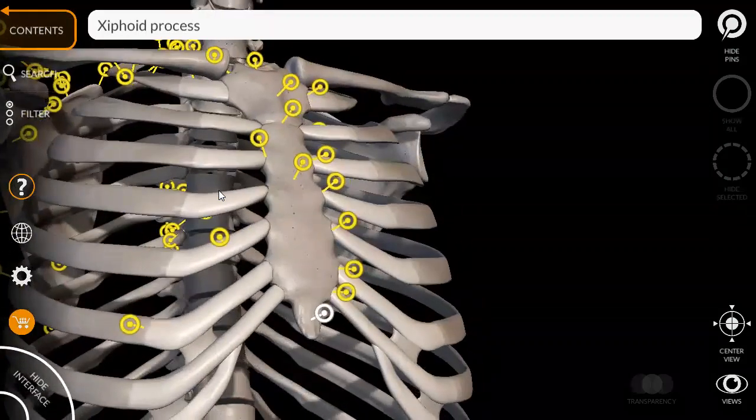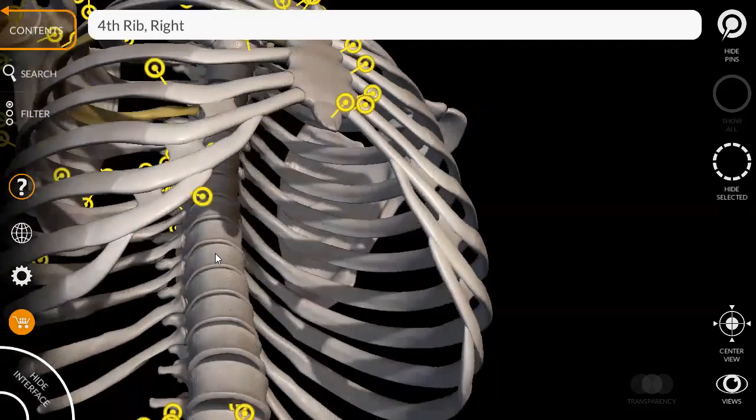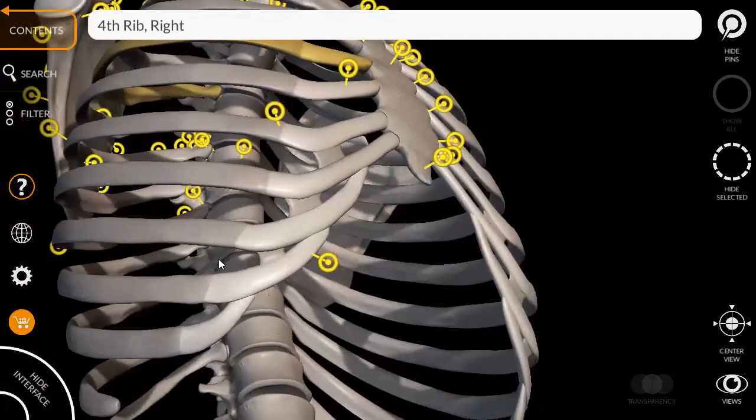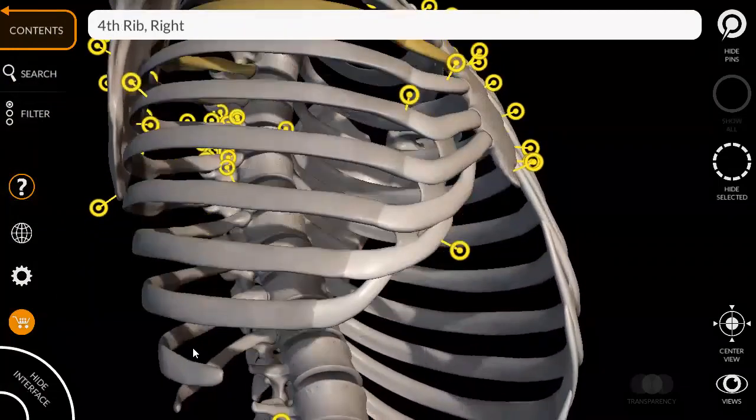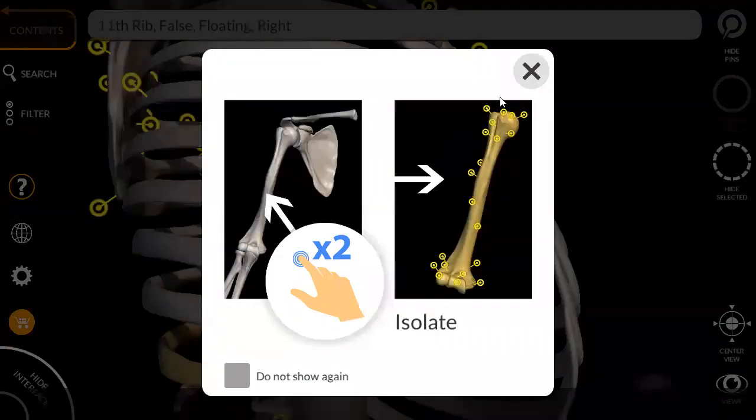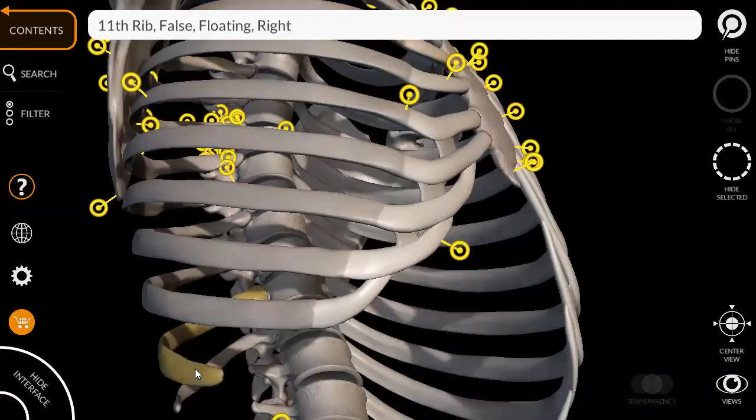Okay, and this is the sternum. And these are the ribs. There are two types of ribs. As you can see, there are the non-floating ribs and the floating ribs. The floating ones don't have a cartilage that is connected with the sternum.